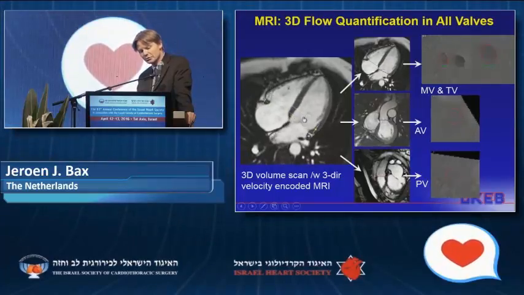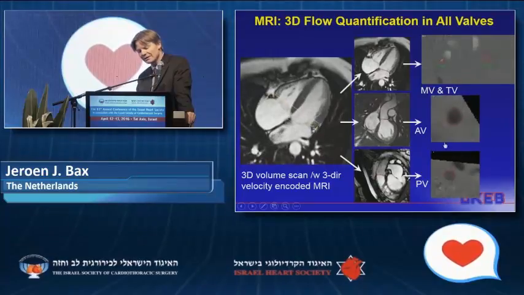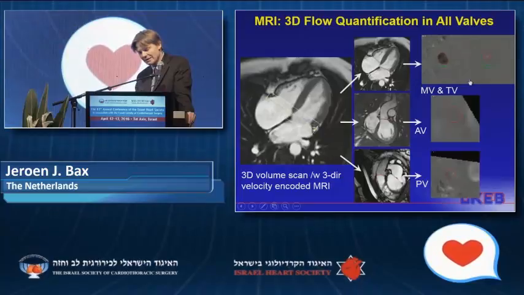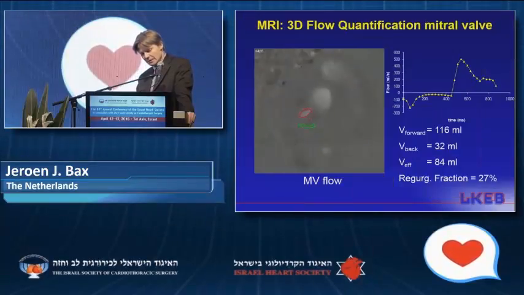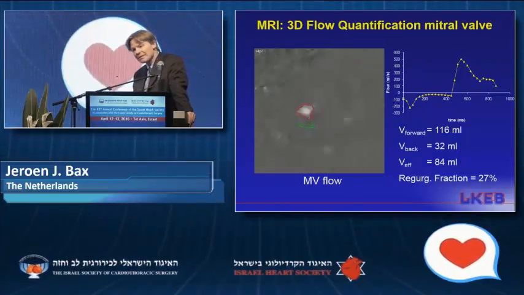You can put scouts on all four valves as you see here, and then you get the velocity flow encoded MRIs. If we take out the one on the mitral valve, you see here that we can precisely measure the forward volume, the backward volume, and quantify the regurgitation fraction. This looks just like a normal flow, what you see with echo, but now purely quantified. This is feasible. It costs time. There are a lot of artifacts, but it is feasible.